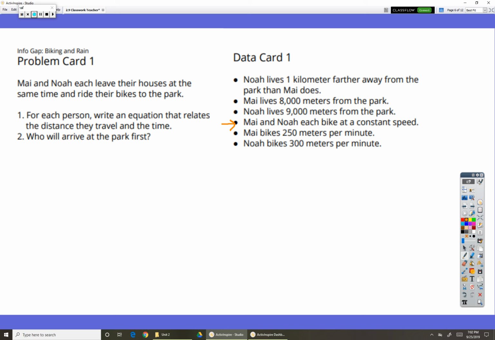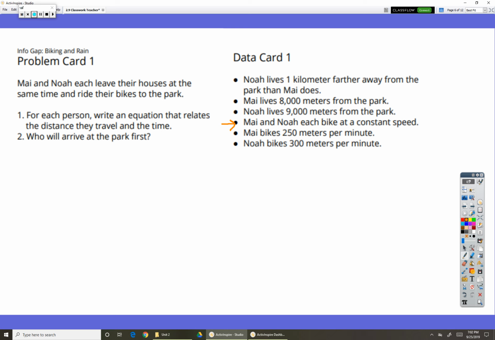Now, for each person, we're going to write an equation that relates the distance they travel and the time. So I would encourage you to pause the video and see if you can write an equation relating distance and time. You might write your equation slightly different than I write mine, but go ahead and give it a try and then come back and check it with me.